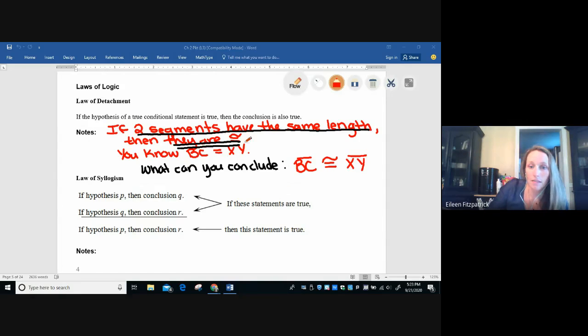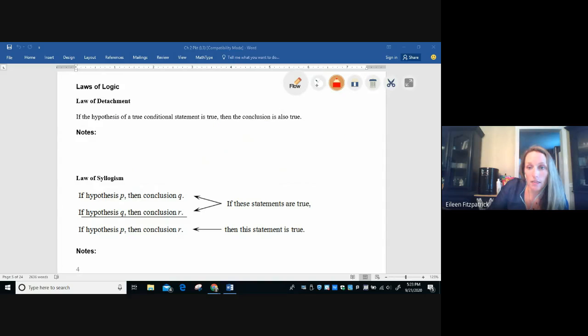Now, this additional statement that's given, that little extra piece of information, always has to pair with the hypothesis in order for you to use the law of detachment and make a conclusion. So that's something to pay attention to, and we'll look at different examples later on. All right, let's go down to the law of syllogism so you can see how that one is used.